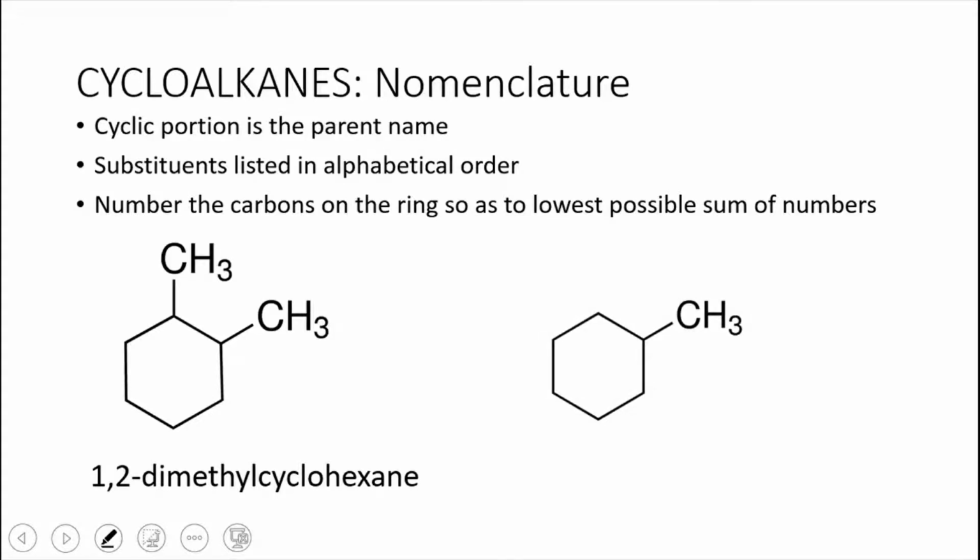Now, what if we have only one substituent? Well, in the cyclohexane molecule, really every carbon is equivalent. So for a single substituent, it doesn't really matter which carbon it is because we can just change the structure just by rotating it. And so we don't have to indicate a number for a single substituent. This would simply be methyl cyclohexane.